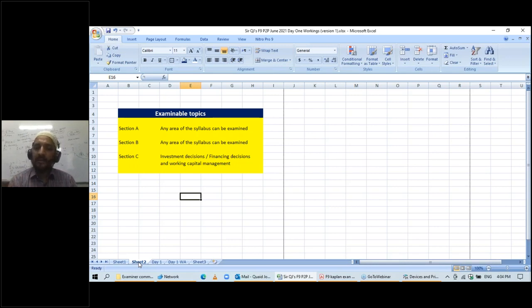But in section C, there are 3 areas which will be examined. In section C, we have 2 questions of 20 marks each, so section C comprises a total of 40 marks, and 3 areas of our syllabus can be examined in that section. Those 3 areas are investment decisions, second is financing decisions, and the third one is working capital management. So these are the 3 areas which can be examined in section C. In today's class we will be doing investment decisions.